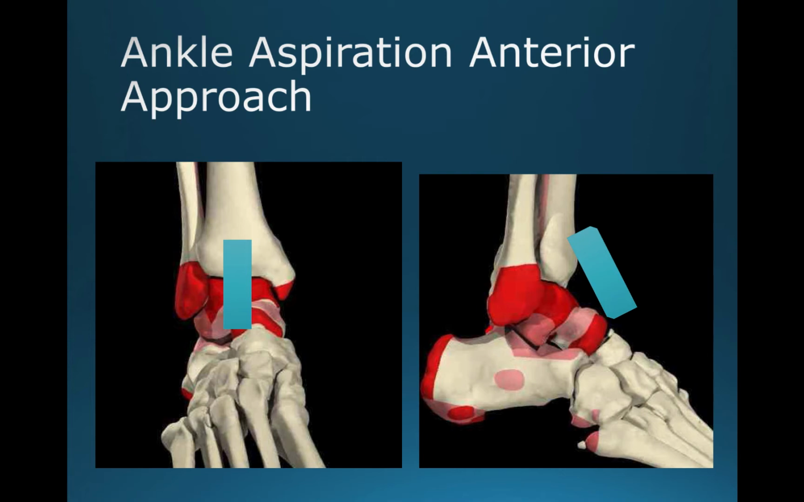Ankle. Ankle aspiration is most commonly done with an anterior approach. Ankle is a common joint for more of the patients that I'll see with ankle joint pains and ankle effusions, which is going to be more of your gout patients. Gout, obviously, the most common joint would be the MTP joint, but I do see a fair amount of gout in the ankle joint as well. So it's good to have this one in your arsenal as well.